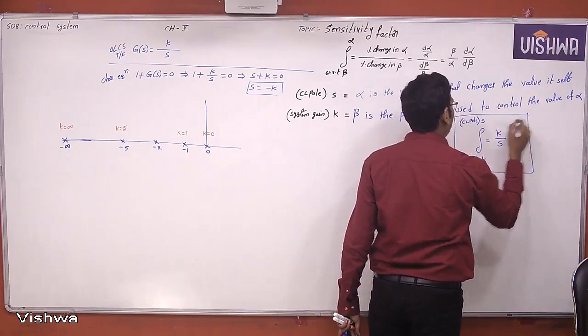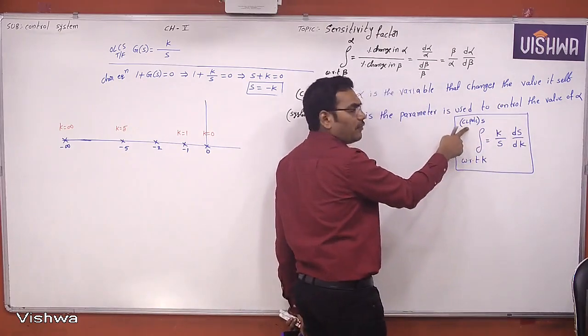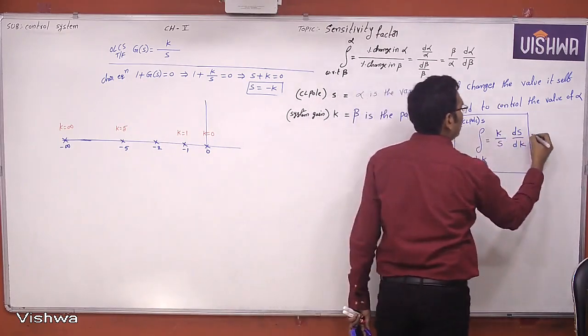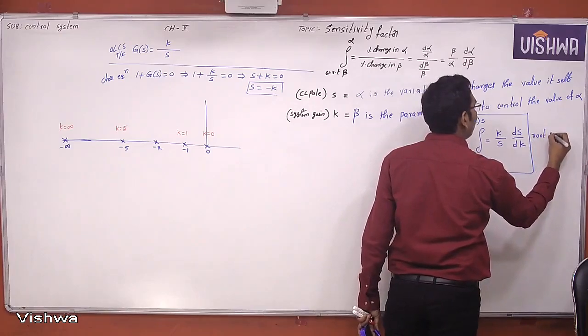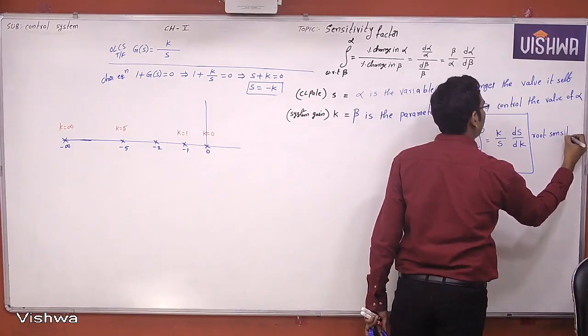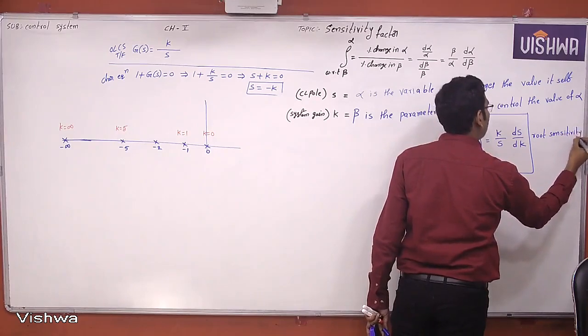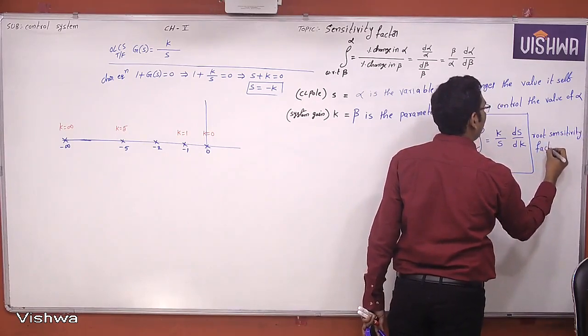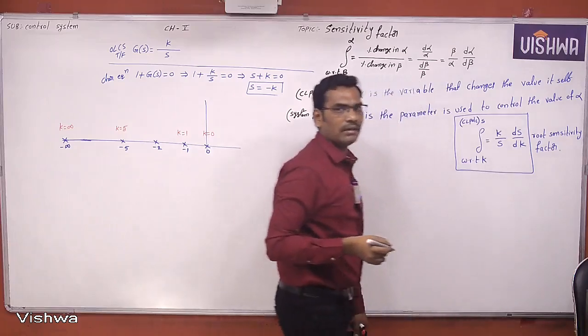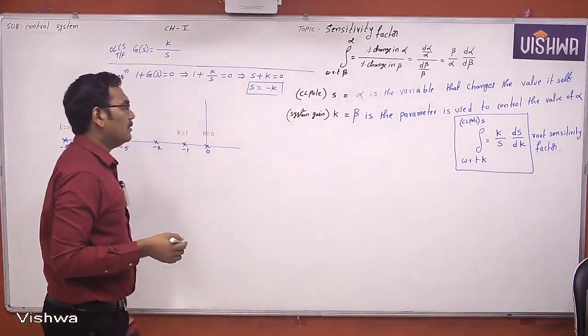Now this is the sensitivity factor. If you find it at a particular pole, at a particular location, this is called as root sensitivity factor. That is called as root sensitivity factor.